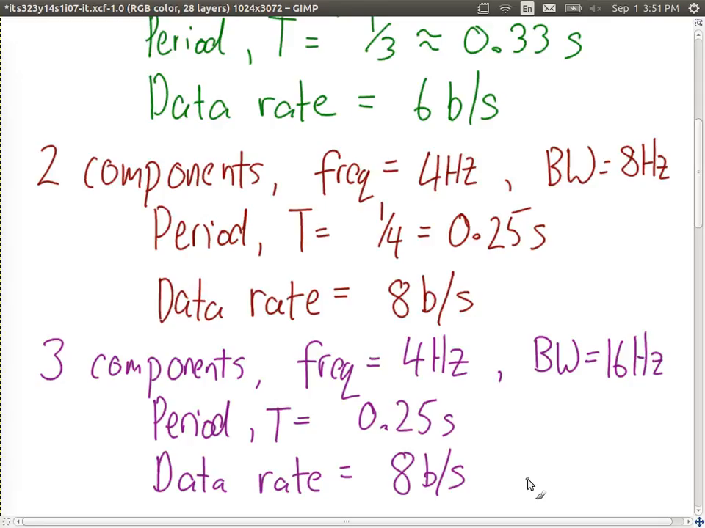These last two that we considered, which one's better? Which one would you choose if you want to send your data? They both achieve the same data rate. You've got your bits to send, you choose a signal with 2 components and a frequency of 4 hertz, you'll be able to send at 8 bits per second. If you choose a different signal with 3 components and a frequency of 4 hertz, you'll also be able to send at 8 bits per second. So with respect to data rate, they're the same.